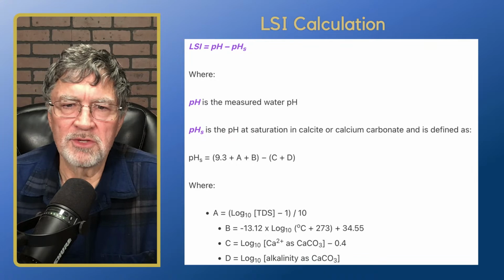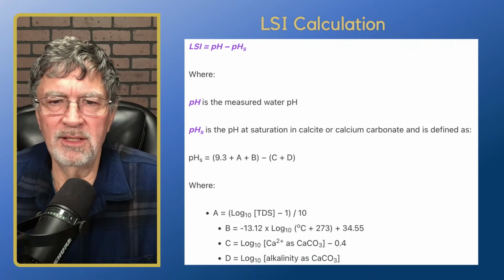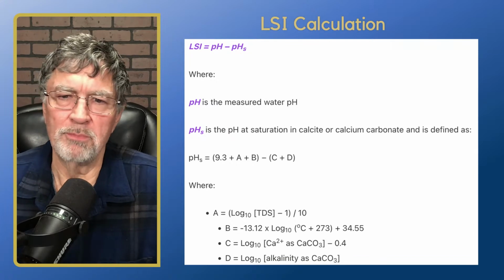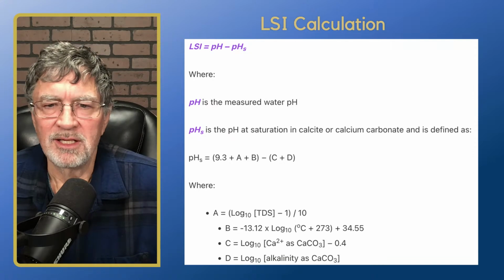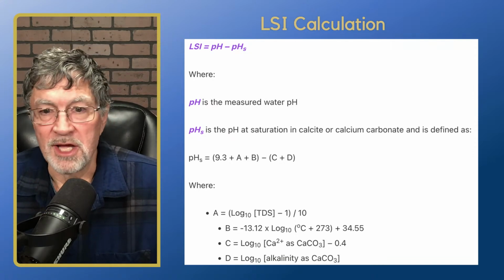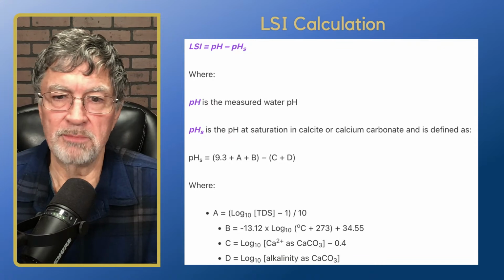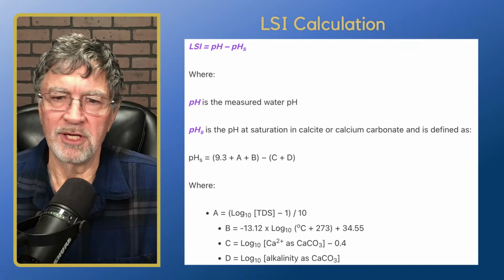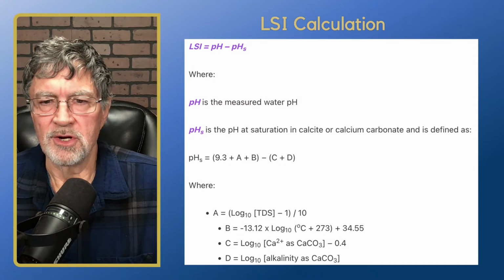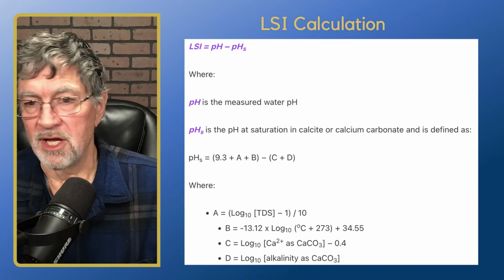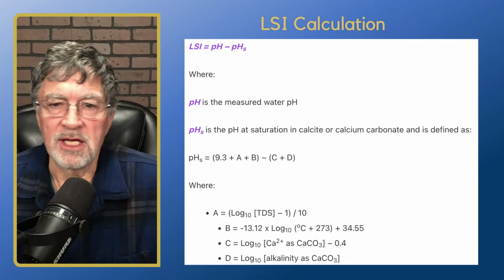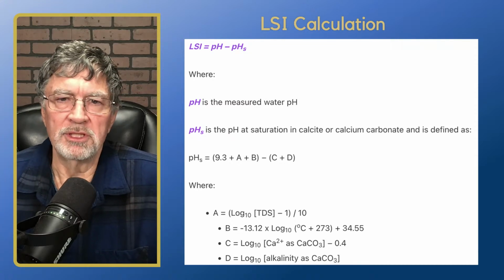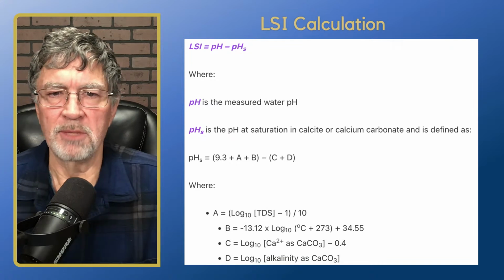So the pHs is calculated, and these are the parts of the formula here: 9.3 plus A plus B minus C plus D. A is your TDS calculation, so that's where TDS comes into play. The B is actually your temperature calculation. C is your calcium as calcium carbonate. And then D is your alkalinity as calcium carbonate. So that is the formula for actually calculating saturated pH.